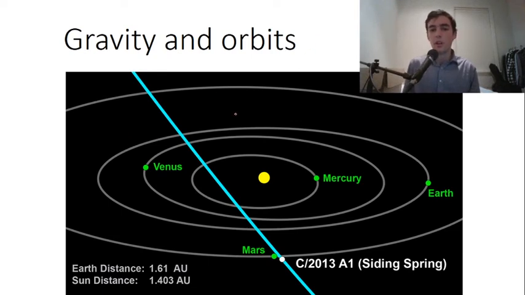So, in case you're wondering what this picture is, this is the orbits of a few planets, Venus, Mercury, Mars, and Earth, as well as the path of a comet that went very close to Mars in around 2014. And the comet is going so fast that it's not orbiting the sun.